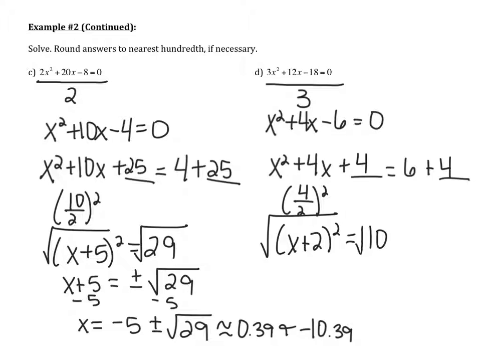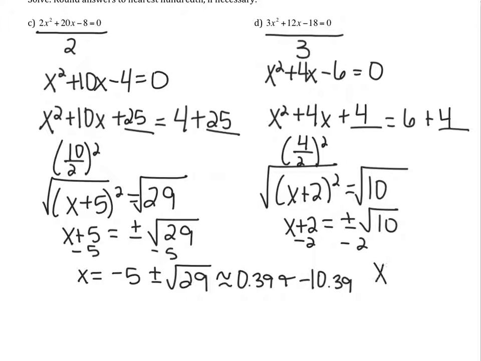Take the square root. Just like before with the 29, 10 is not a perfect square, so I'm just going to leave it as x plus 2 is equal to plus or minus the square root of 10. When I subtract 2 from both sides, I would just write it as x equals negative 2 plus or minus the square root of 10. I'm just going to put that minus 2 out in front here. So I would get my two answers by taking -2 plus the square root of 10 in my calculator, then going back and doing -2 minus the square root of 10 in my calculator.